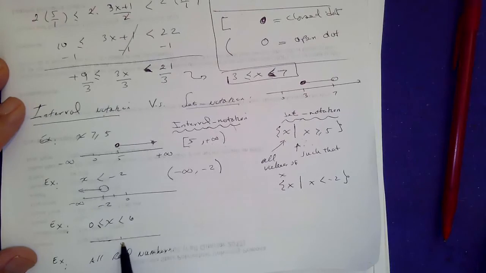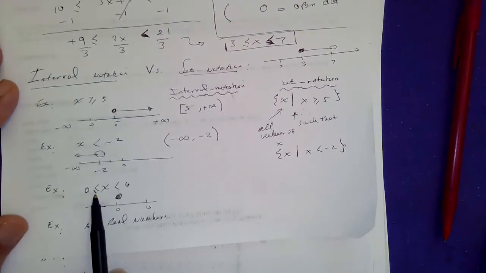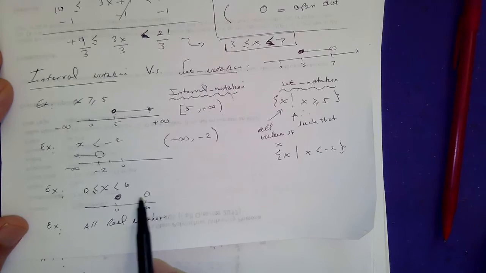What about this one? Well, here is 0, here is 6. You have a closed dot on top of 0 because of the equal sign, open dot on top of the what? 6.